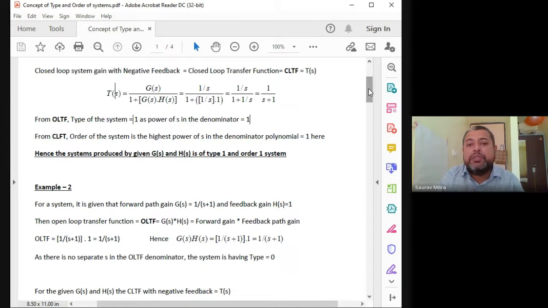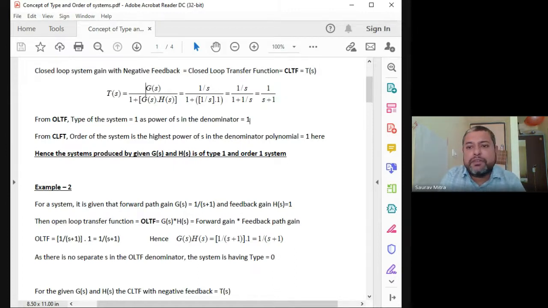Now we are actually doing this document for the concept of type and order. Order is generally found for a closed loop transfer function T(s). So for T(s), we are finding the denominator. Here it's a polynomial, 1 by s plus 1. In this polynomial, find out the maximum power of s. So the maximum power of s is equal to 1.